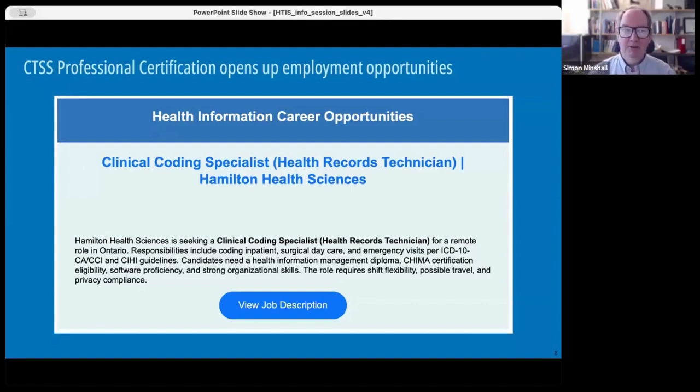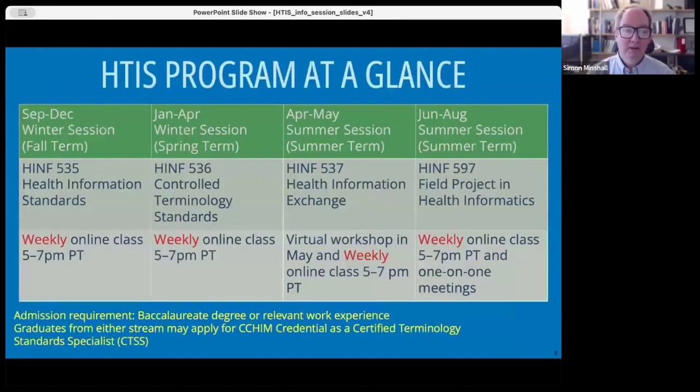Okay, just background information. We are the University of Victoria. We are not part of CHIMA. We're affiliated with them, but they are a separate organization. So let's talk quickly about the program.